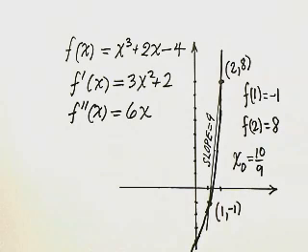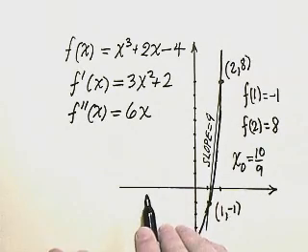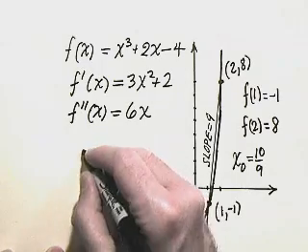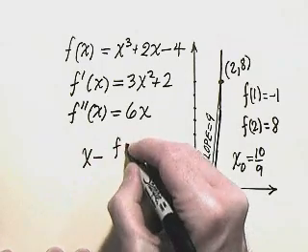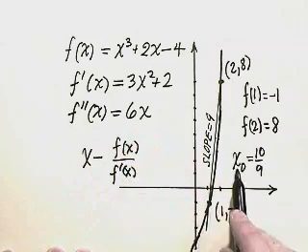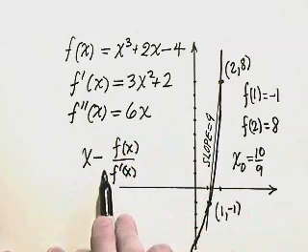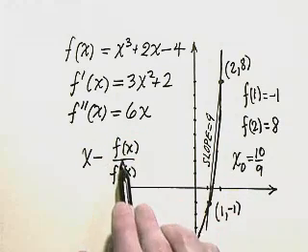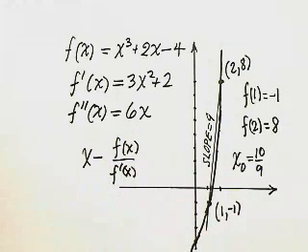Now remember, when using Newton's method, what you're doing is you're forming a function, essentially x minus f of x divided by f prime of x. We're taking our initial value, putting it in for x, computing a value, taking the result, putting it back in, and so on and so forth.